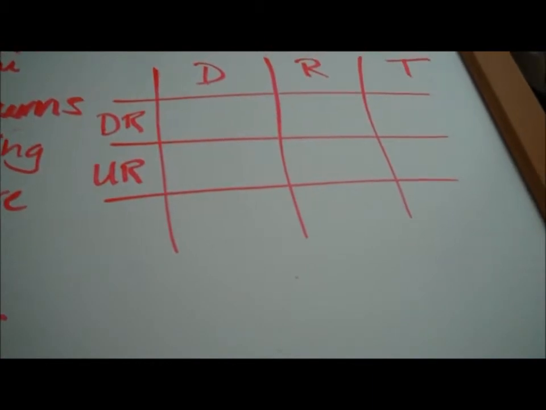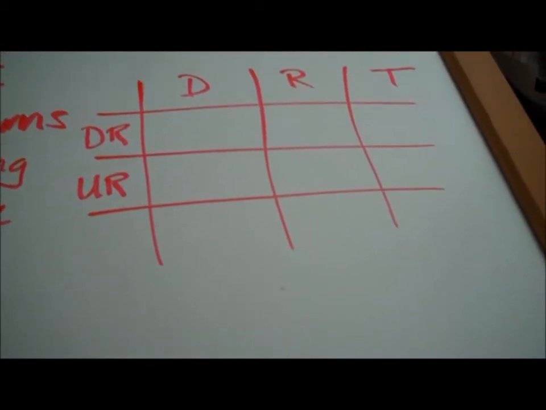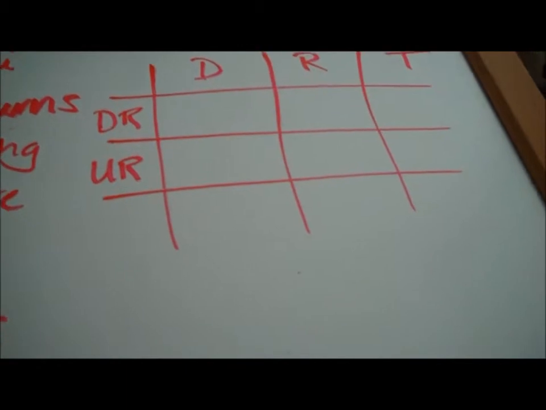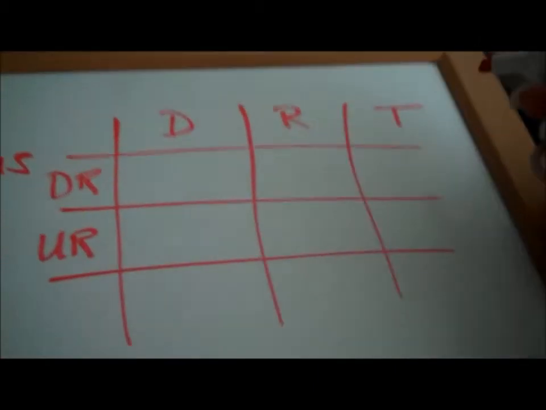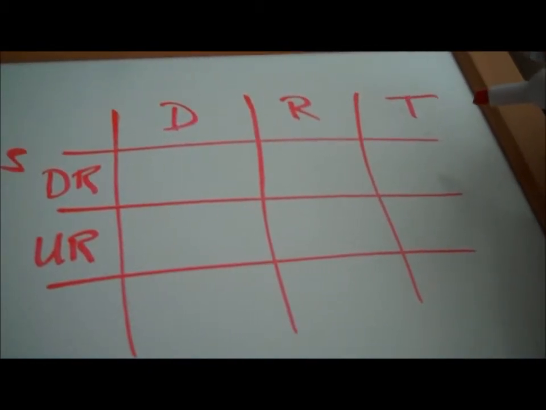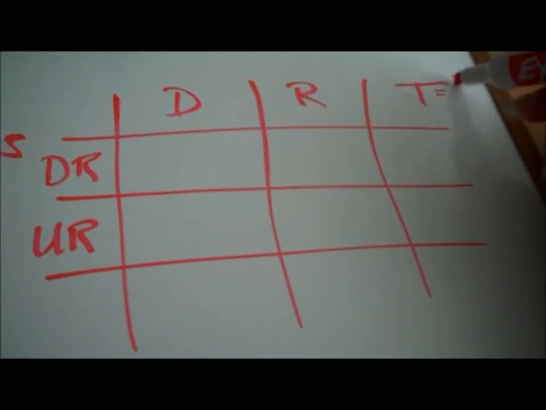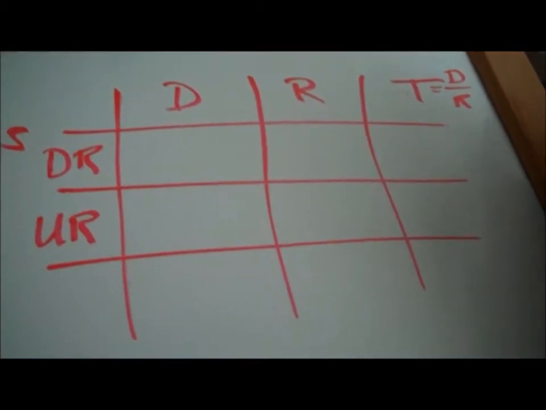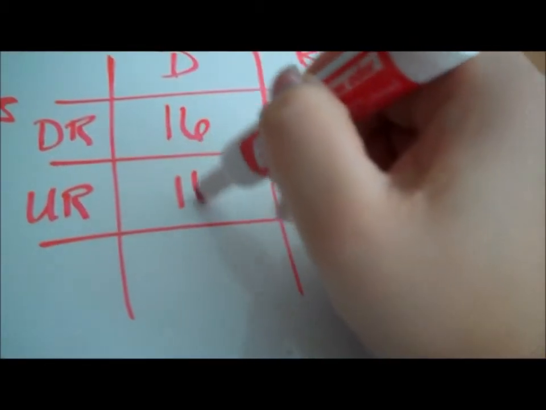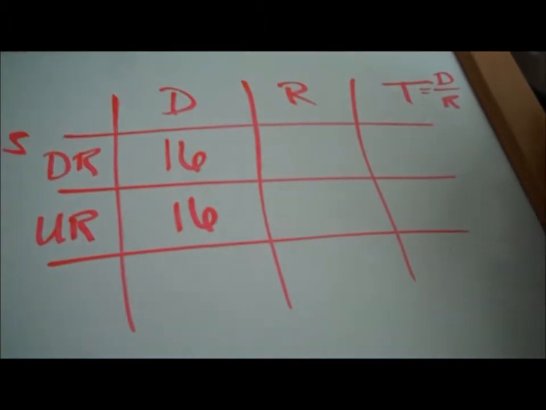So again, we have to go back to chapter 6 and draw out a table and stick our information in. The dr is for downriver, okay, so that would be with the current, and ur is upriver, which is against the current. Remember that we have to do this one a little bit different. Okay, t is going to equal d divided by r, the distance divided by the rate. So distance, well, it told us that one way was 16 miles, and then that means that on the way back it has to be 16 miles.